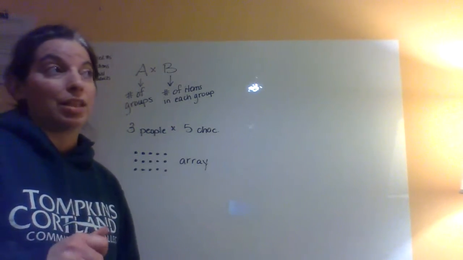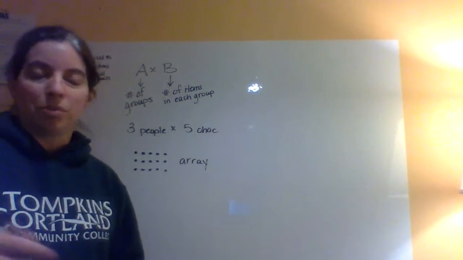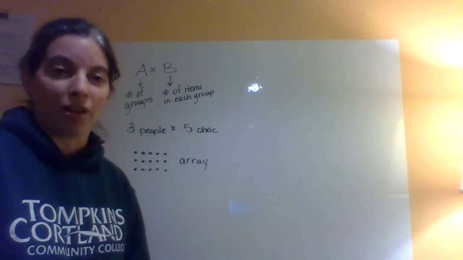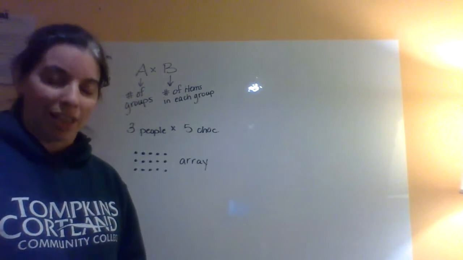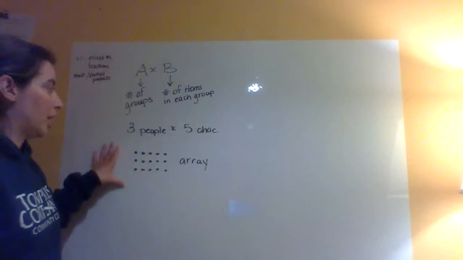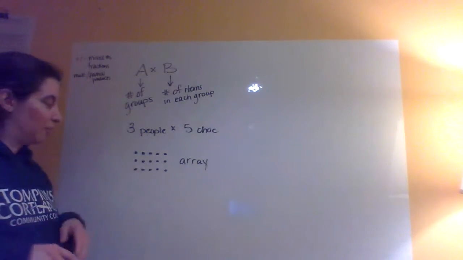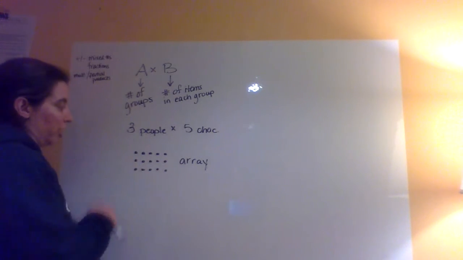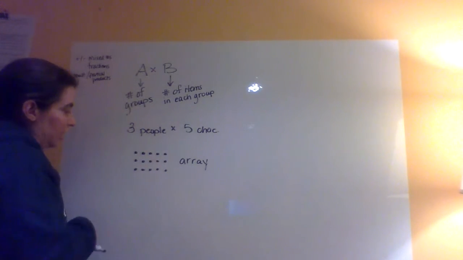I think that knowing your multiplication facts is important, right? You can't be forever, your students can't be forever trying to figure out what 3 times 5 is. They need to know it's 15. But they also need to understand what's happening behind the scenes as well. It's a balance of the two. So here's my array of 15 chocolates, 3 people, 5 chocolates each.